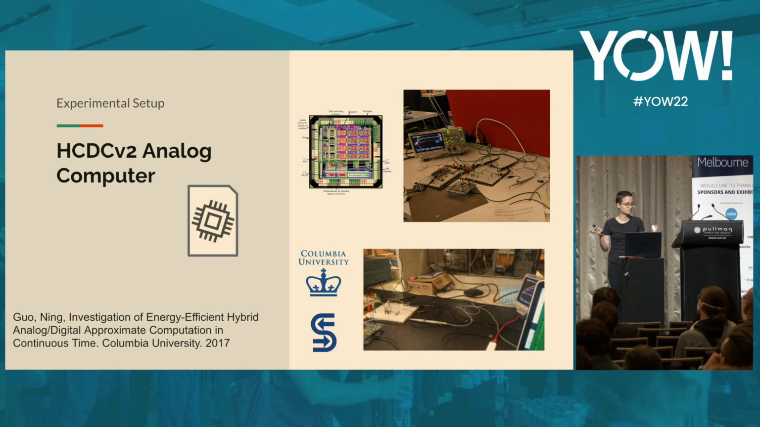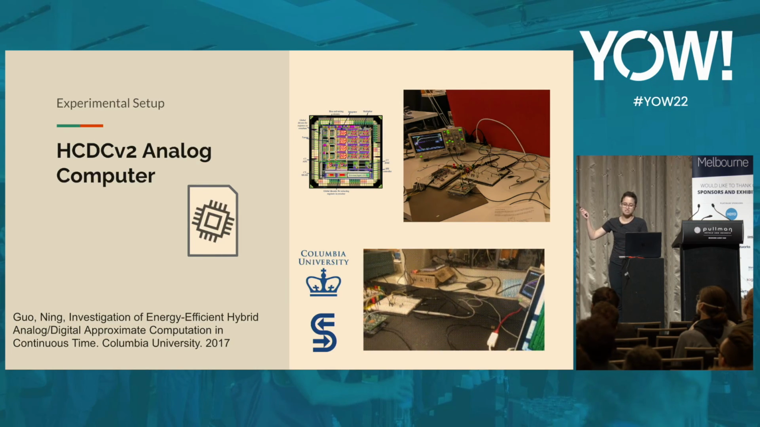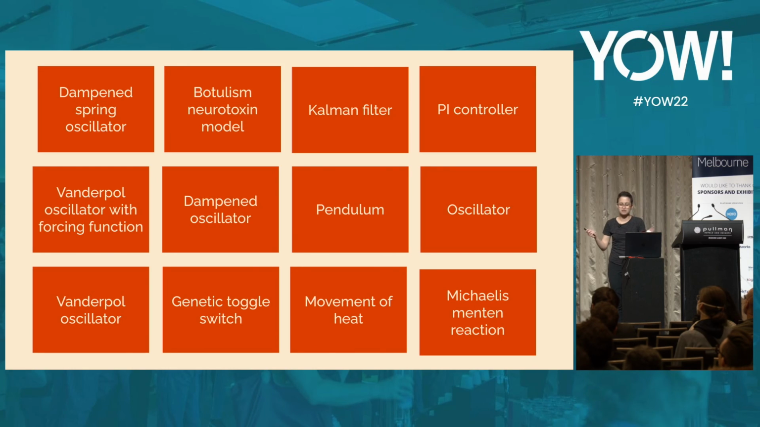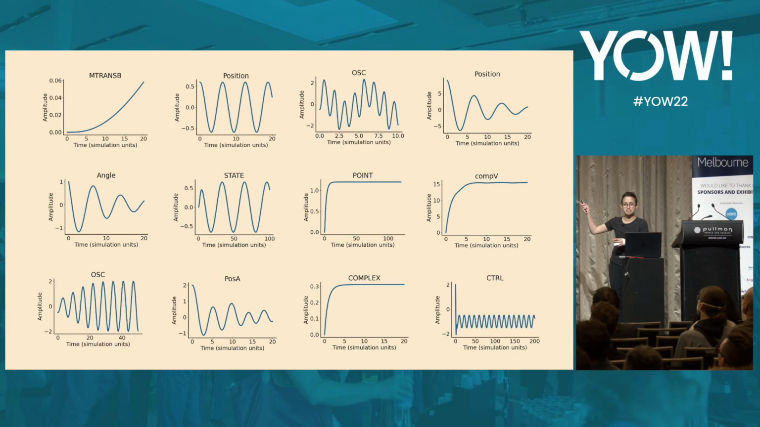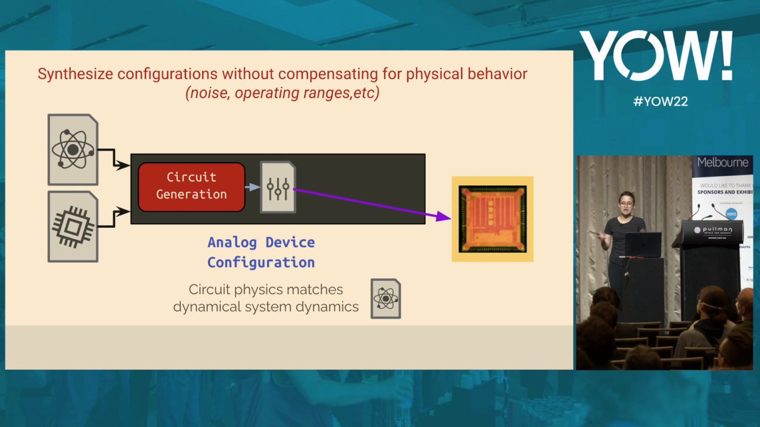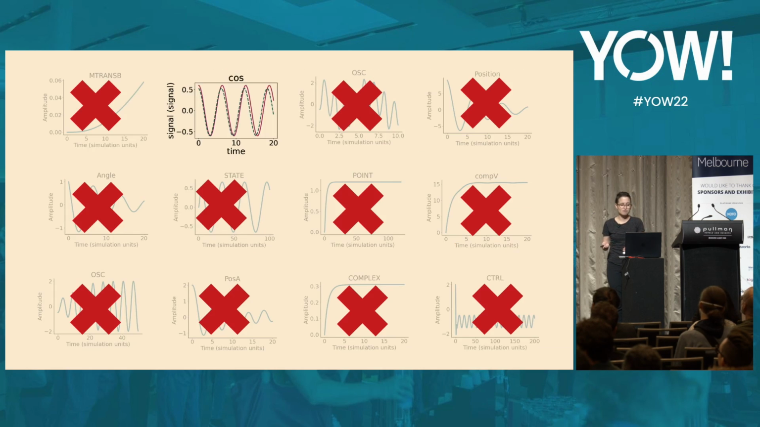OK, so how do the generated circuits perform? As I mentioned before, I targeted a real piece of hardware. This is the HCDC V2 analog computer. I ran 12 benchmarks on it. Here are the reference signals for each of the benchmarks. You might ask, what happens if I just don't run the second step of compilation? I just want to run the generated circuit. Well, when you do that, you can't run most of them. And the one you do, you can run.